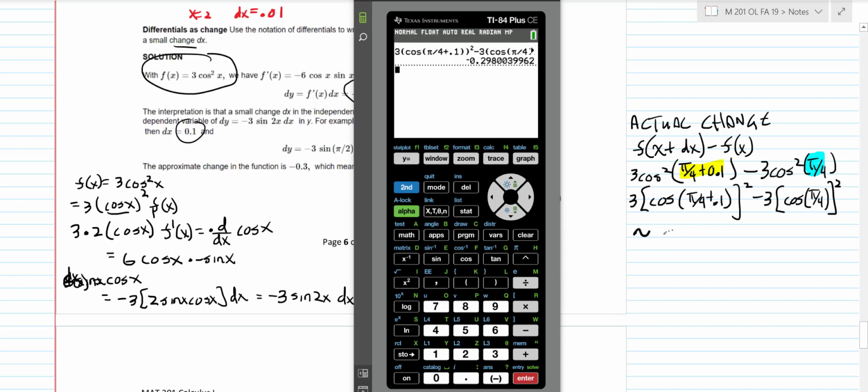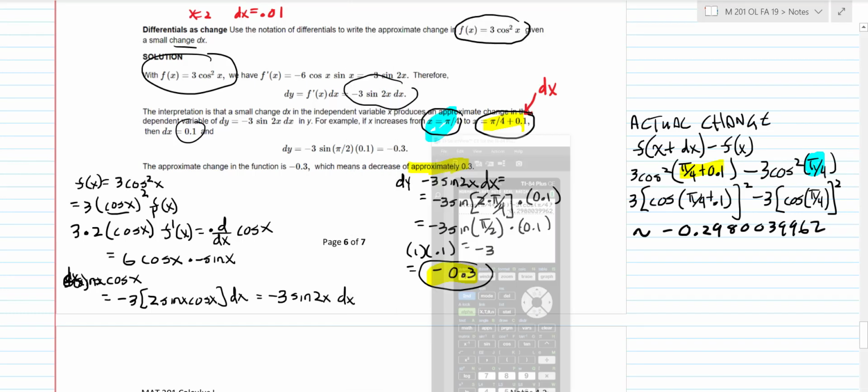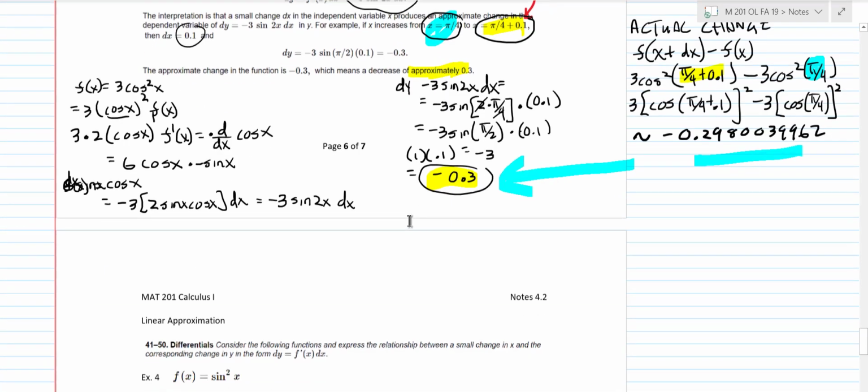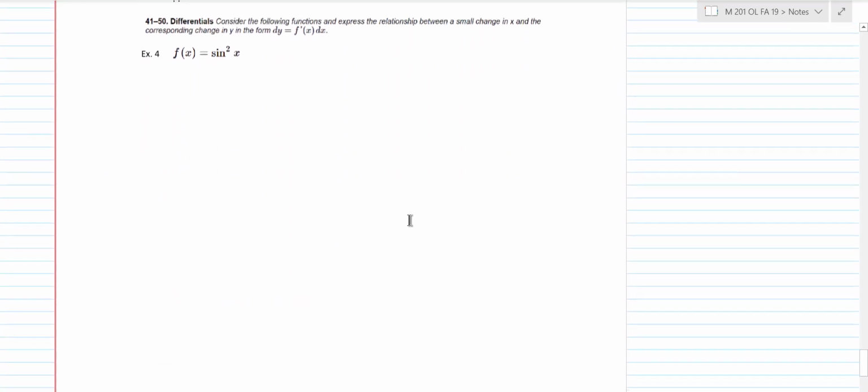So we end up getting about negative 0.298003999962. What I want you to notice is this is pretty close to that. It's close within like 1 decimal. So it's actually a really good approximation, and you can use the differential to find an approximation. Okay, so I'm going to go to the next page and we'll start crunching out some differentials.